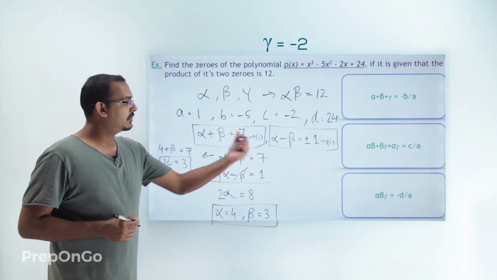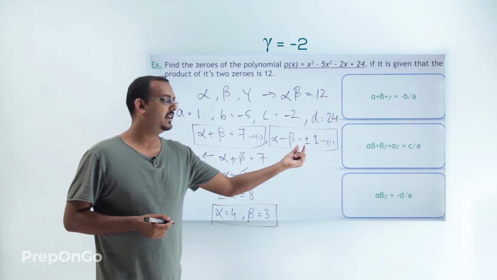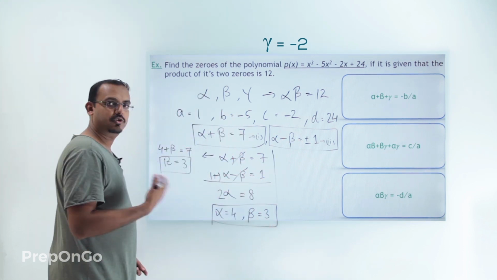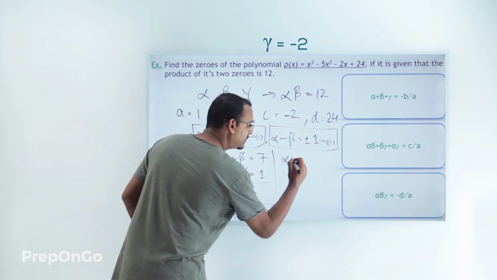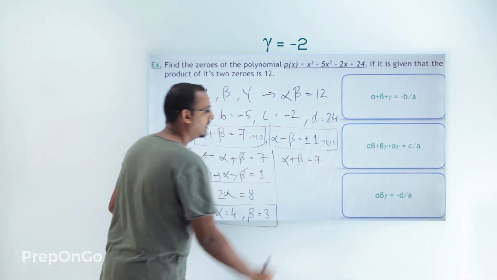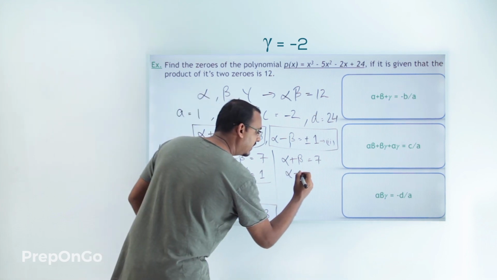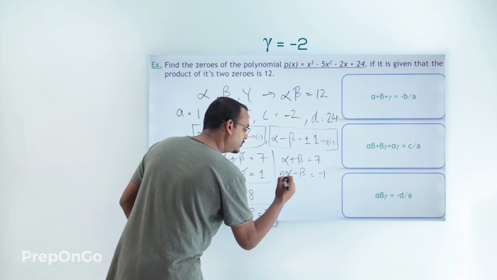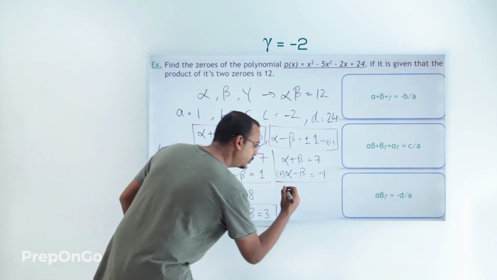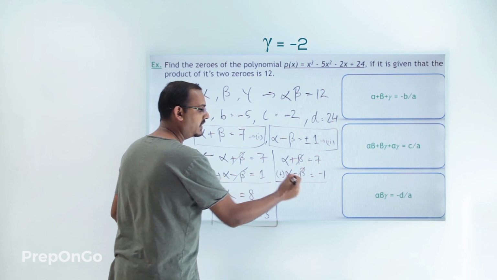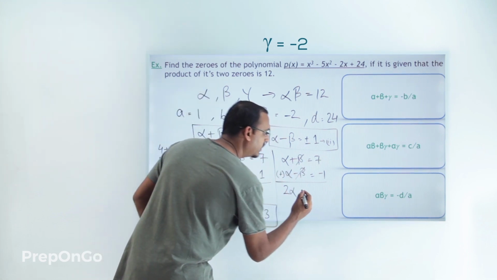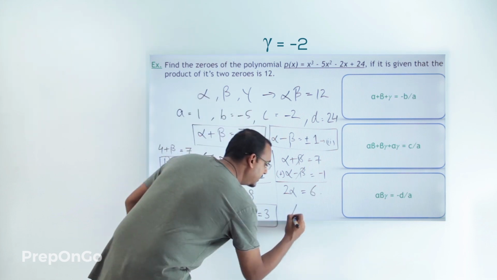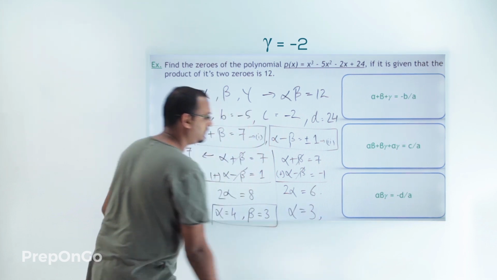But we have one more set of equations. We have alpha minus beta is equals to minus 1. So let's solve with alpha minus beta is equals to minus 1 as well. So we get alpha plus beta is equals to 7, and alpha minus beta is equals to minus 1. Now if we add these two up, we get 2 times alpha, plus beta minus beta cancels, is equals to 7 minus 1, which is 6. This gives me the value of alpha as 3.